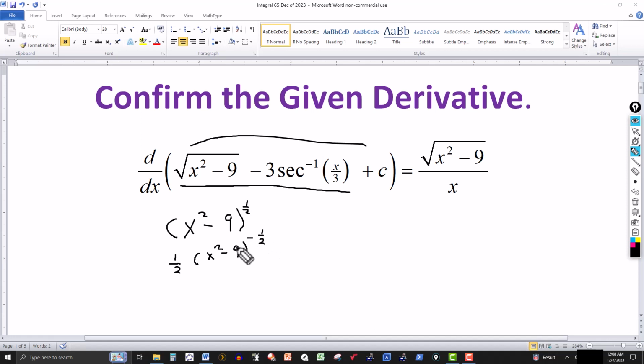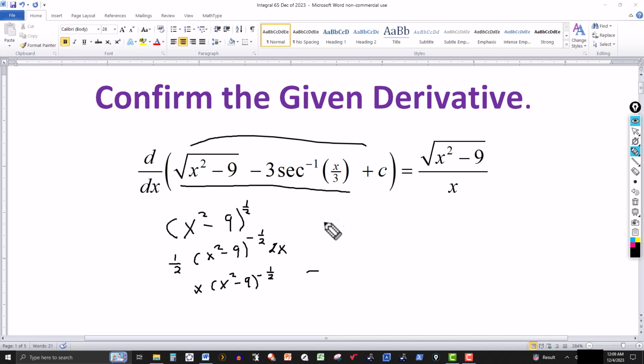And then using the chain rule, we take the derivative of the expression x squared minus 9 in parentheses. That'll give me a 2x. Then we can multiply this out. The 1/2 and the 2 cancel, so I'm going to put the x out in front. So we get x times x squared minus 9, in parentheses, to the negative 1/2 power. The derivative of a constant is 0, so that's out of the way.